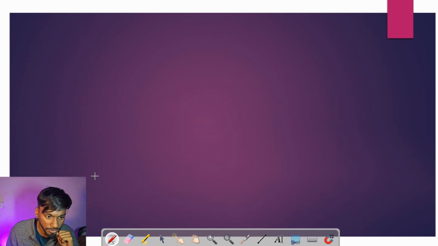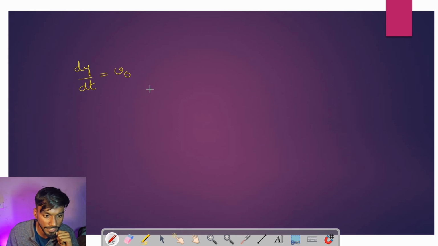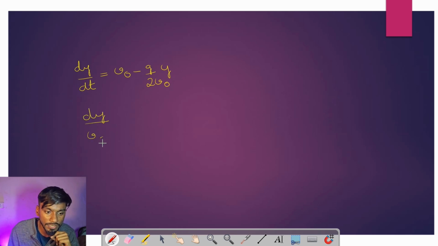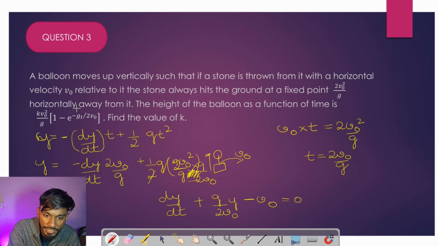Remember this. So dy by dt is equal to v naught minus g by 2 v naught times y. Now dy by (v naught minus g by 2 v naught times y) is equal to just dt. The initial time is 0 and the final time is t. Here the initial velocity is v naught, and finally you will have 0, right? Because at the final time of flight, which is given as 2 v naught by g, it will be 0. Or else you can also see they have told you to find the height of the balloon as a function of time.